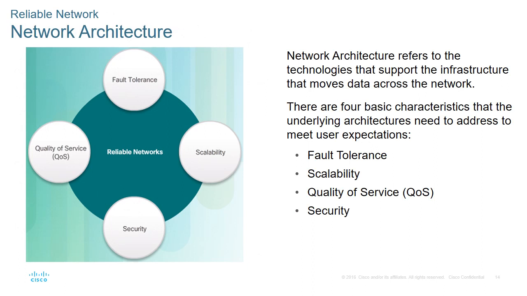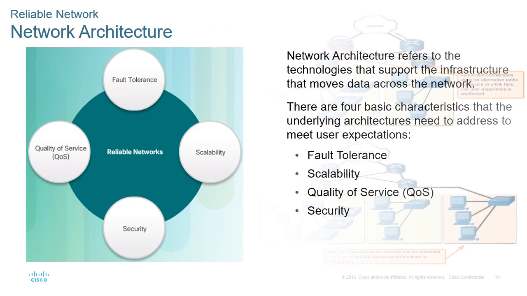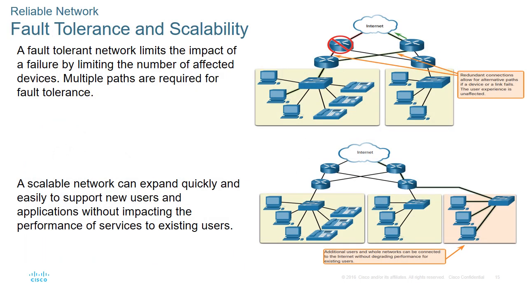Network architecture. If you see the network architecture, it refers to the technologies that support the network infrastructure, which moves the data across the network from one end to the other end. There are four basic characteristics that the underlying architecture needs to address to meet the user expectations. So the four basic characteristics of the network architecture are fault tolerance, scalability, quality of service, and security. So what is fault tolerance and scalability?